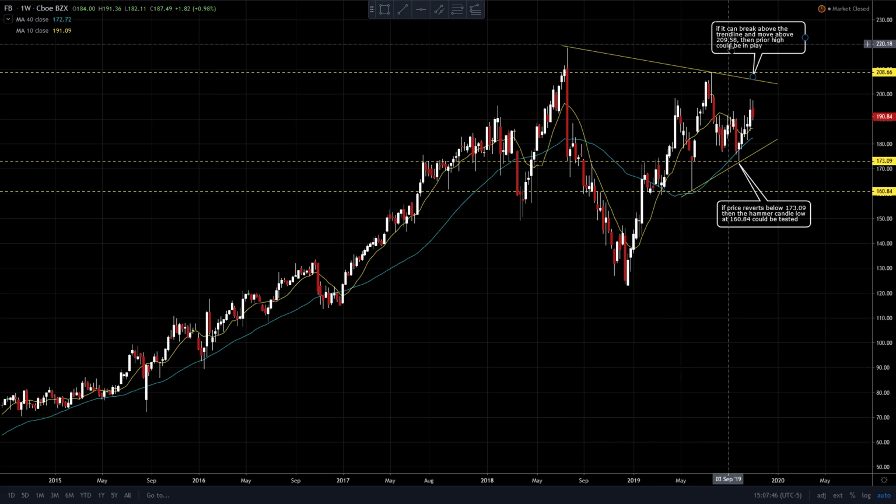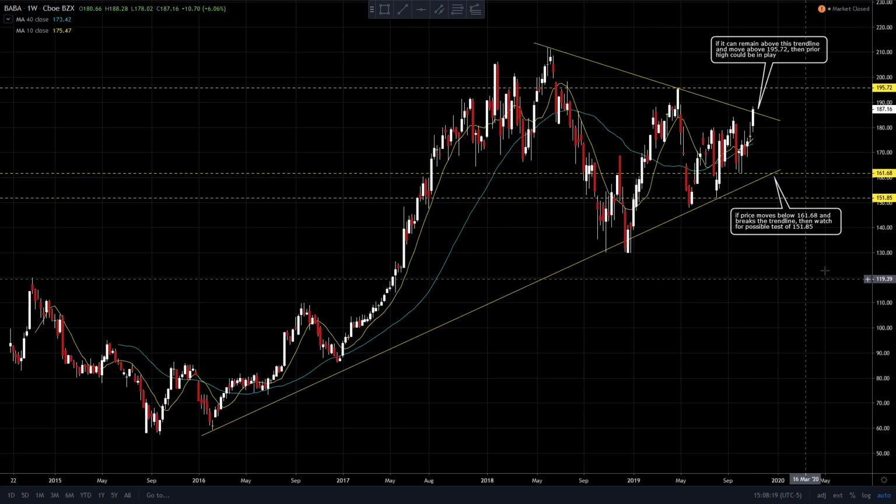This is a mistake here. That's 209.58. It is this right here, the 208.66, this pivot high here. But if it breaks below this 173.09, then what I'm saying is that it has essentially broken down from this trend line, and I'll be watching for this low from this candle here, this hammer candle low, to get retested.